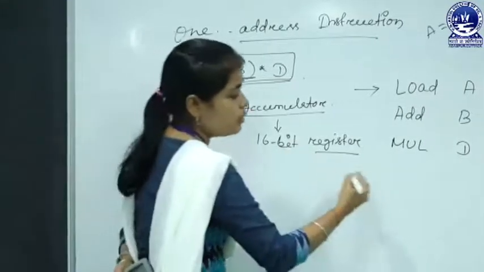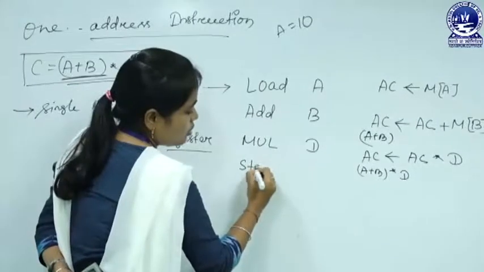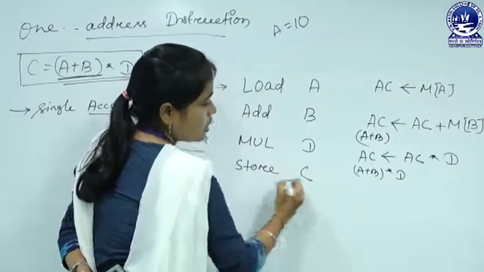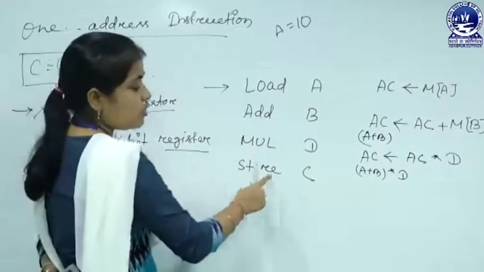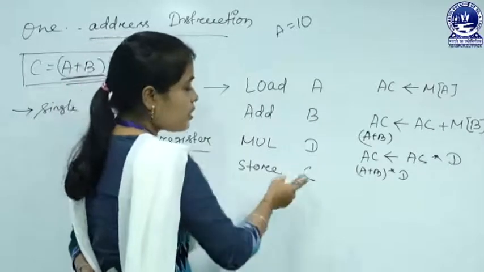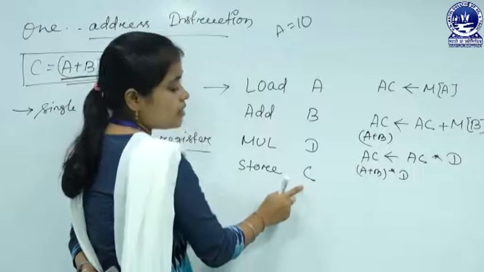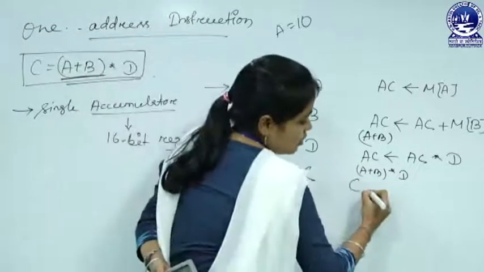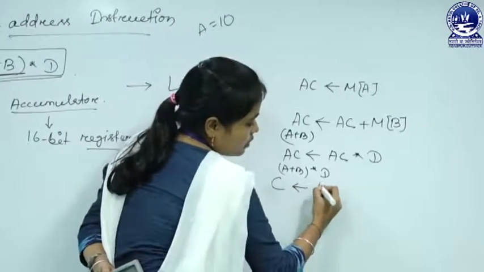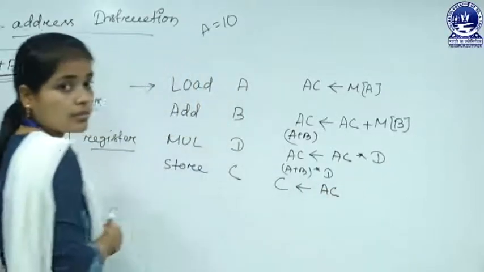So what will we do? We have to write the instruction store C. So when I am writing store C, it means the source is our accumulator and the destination is our C. So the C value is loaded with the content of the accumulator.